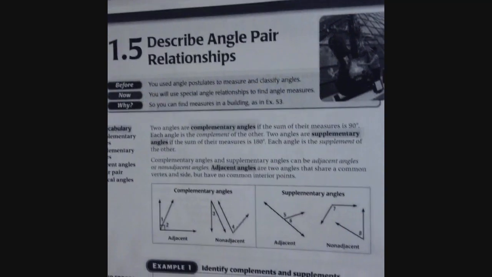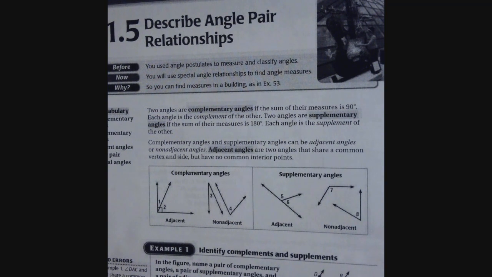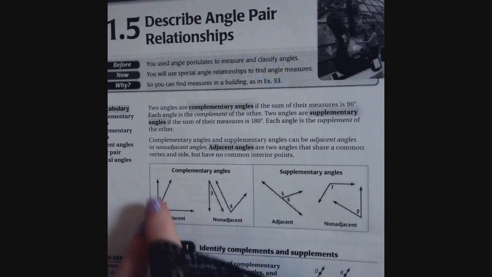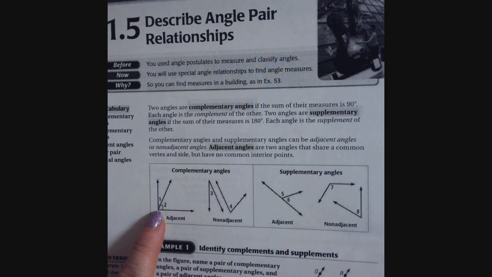So complementary angles and supplementary angles can be adjacent angles or non-adjacent angles. Adjacent angles are two angles that share a common vertex and side but have no common interior points. So let's look. These are both complementary angles, meaning they add up to 90. This is an adjacent angle. They share the same vertex, but they're different angles. So that means these, apart from adding up to 90, are what we call adjacent.